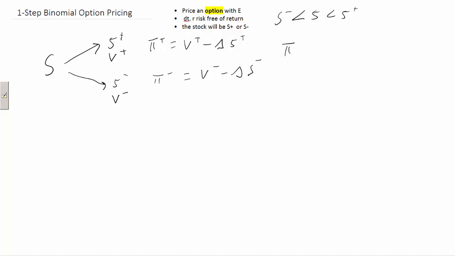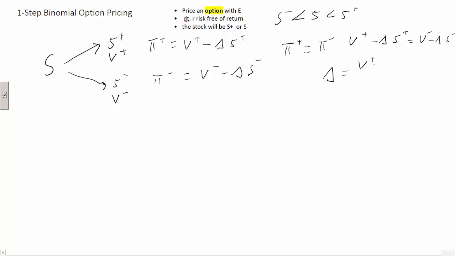We set those equal to each other. We've got to figure out what delta is. So I'm setting both cases of the future equal and solving for delta. So the equation I get then is V plus minus delta S plus equals V minus minus delta S minus. I get delta equal to V plus minus V minus all over S plus minus S minus.